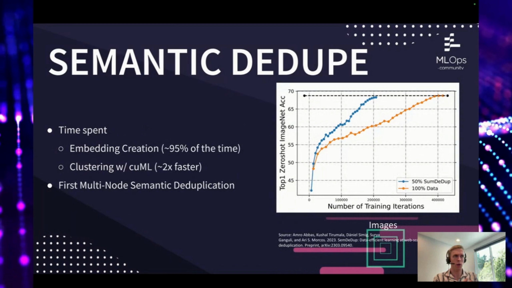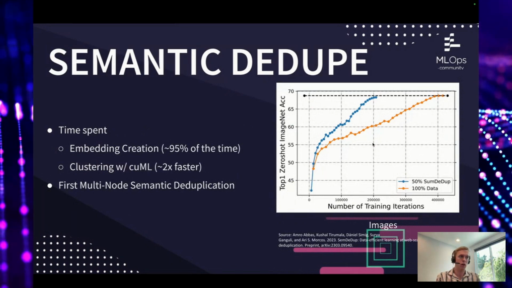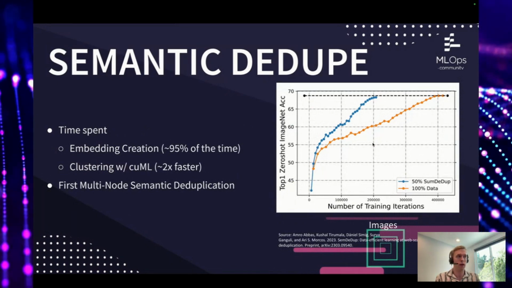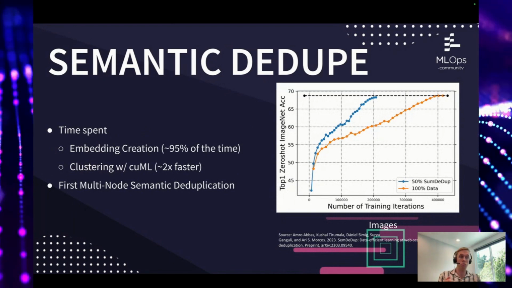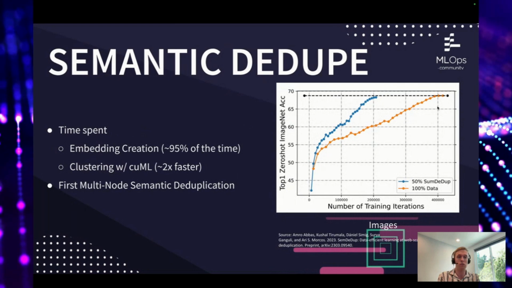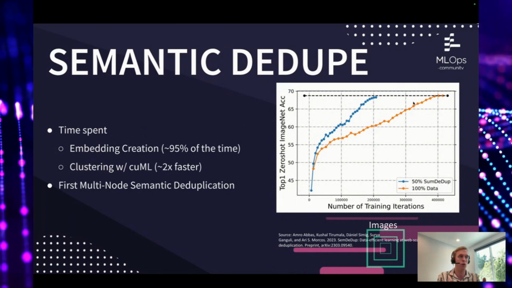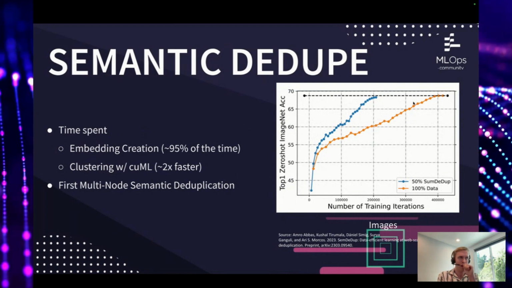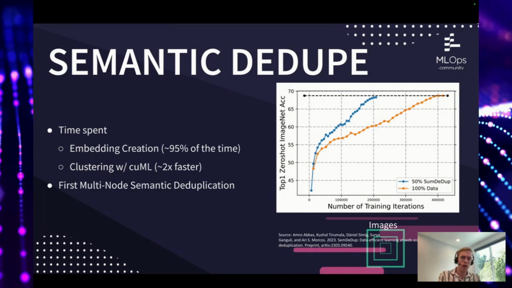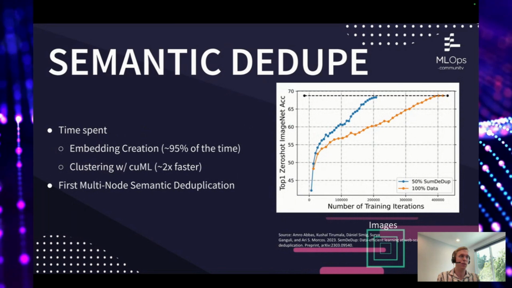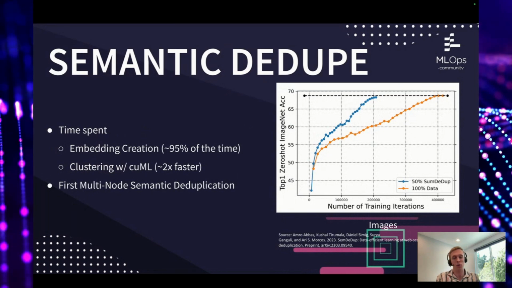And so let's discuss the importance and the impact of this method. In the chart on the right, you can see that for image curation in particular, semantic deduplication is incredibly valuable for improving your model's downstream accuracy. In this case, it's able to match the performance of a baseline model with only half the number of training iterations. And in terms of the time spent on semantic deduplication, most of the time is spent on the embedding creation. And most folks understand that you need to run embedding creation on a GPU.